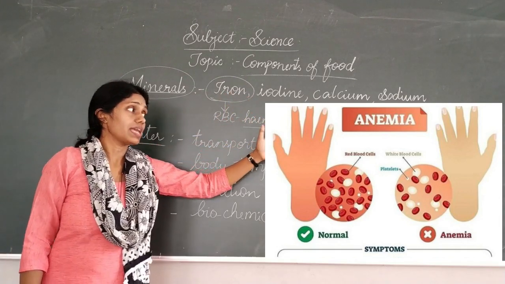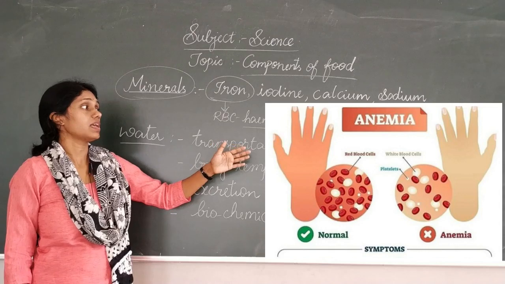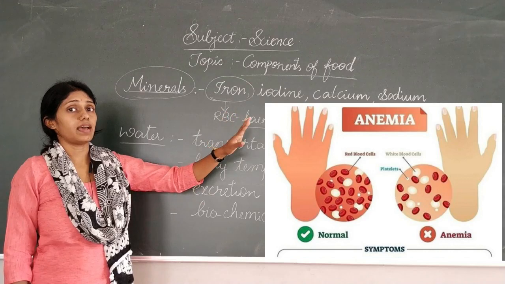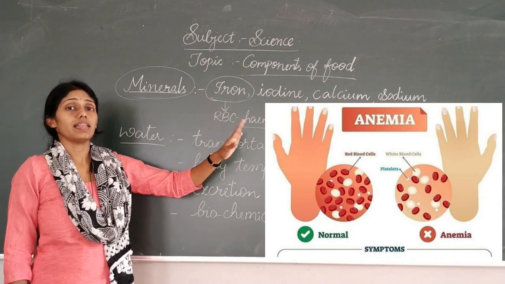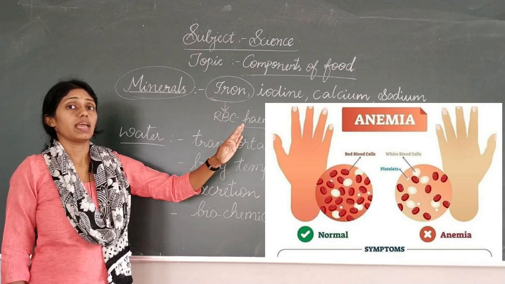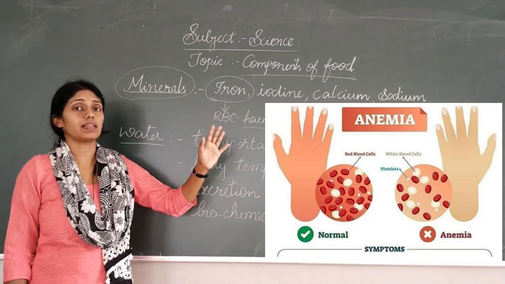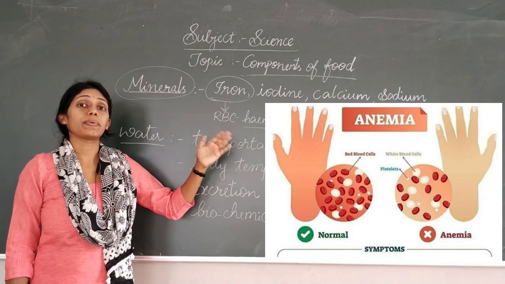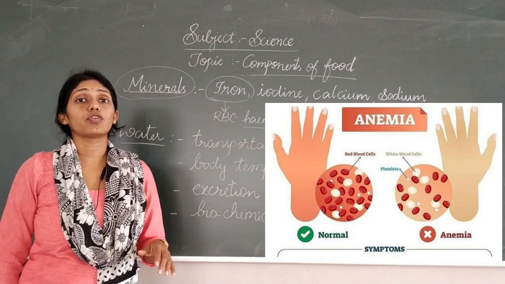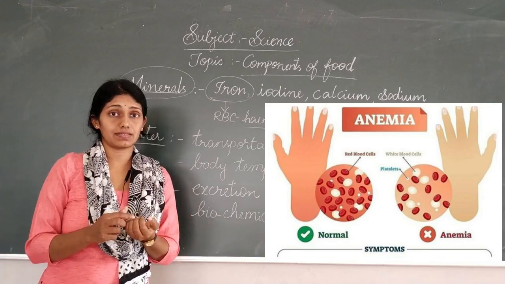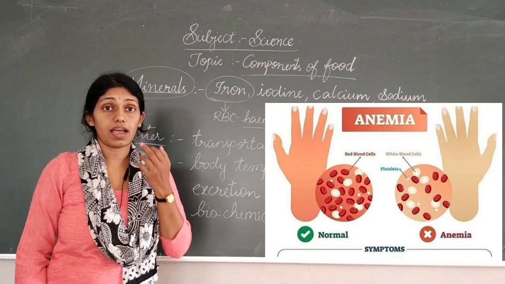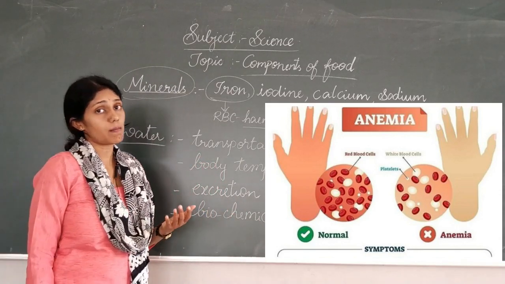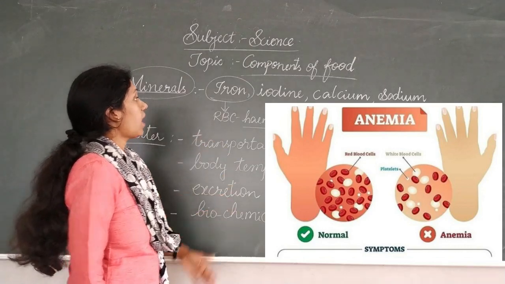You can look at the image here. One shows the normal RBC count and the other is showing the less RBC count, and the skin looks pale in color. If the person is anemic, he looks pale in color. Okay, so when you go to the doctor, he checks through the nail and under the eyes, that is to see the presence of hemoglobin in the blood. Got it, children?